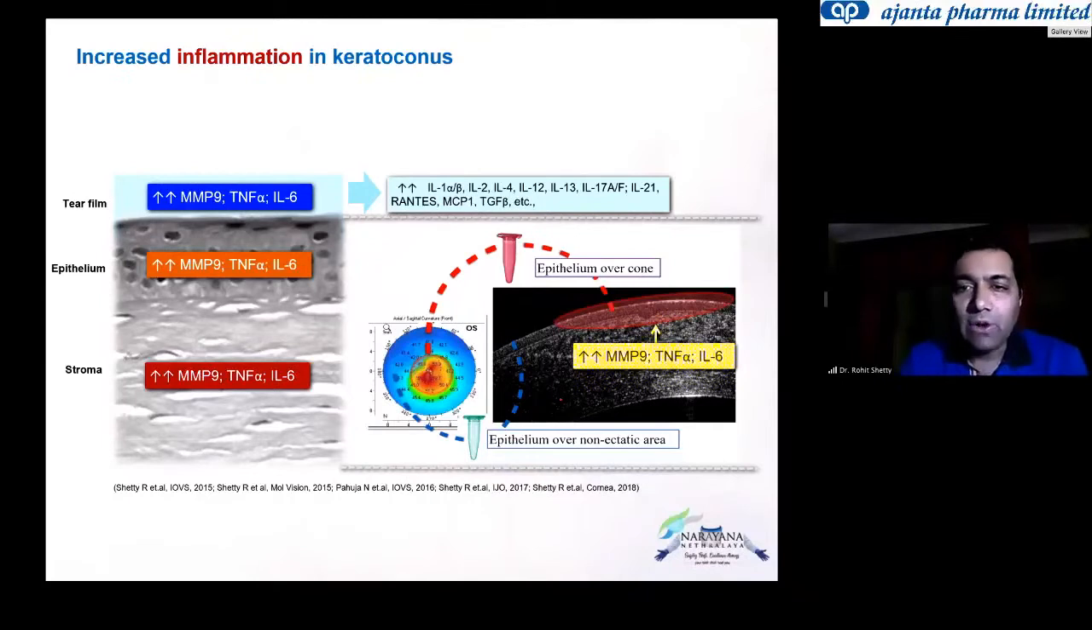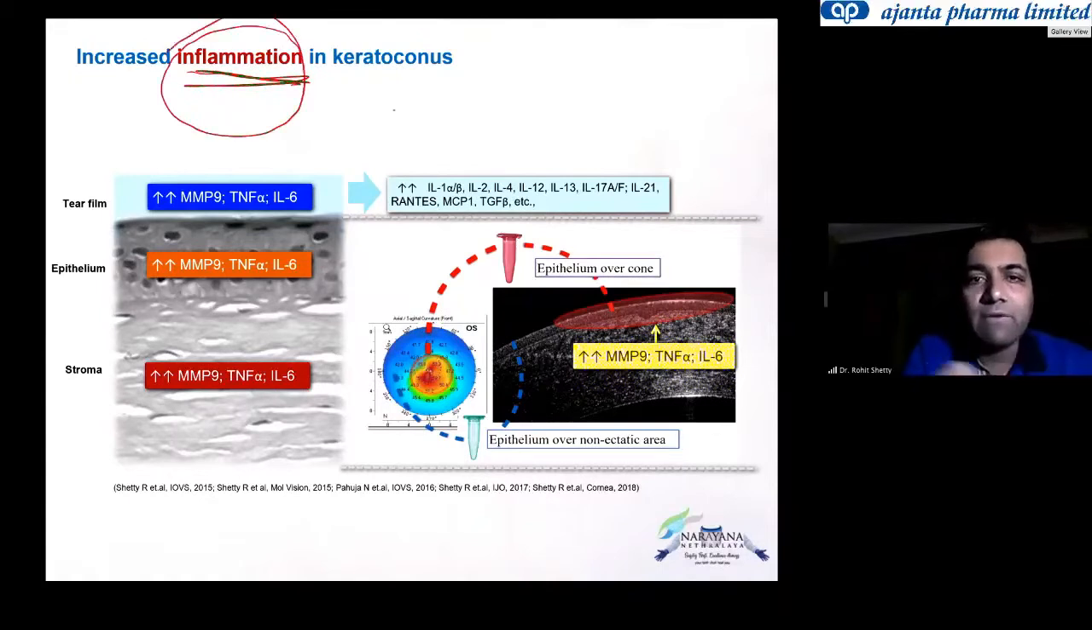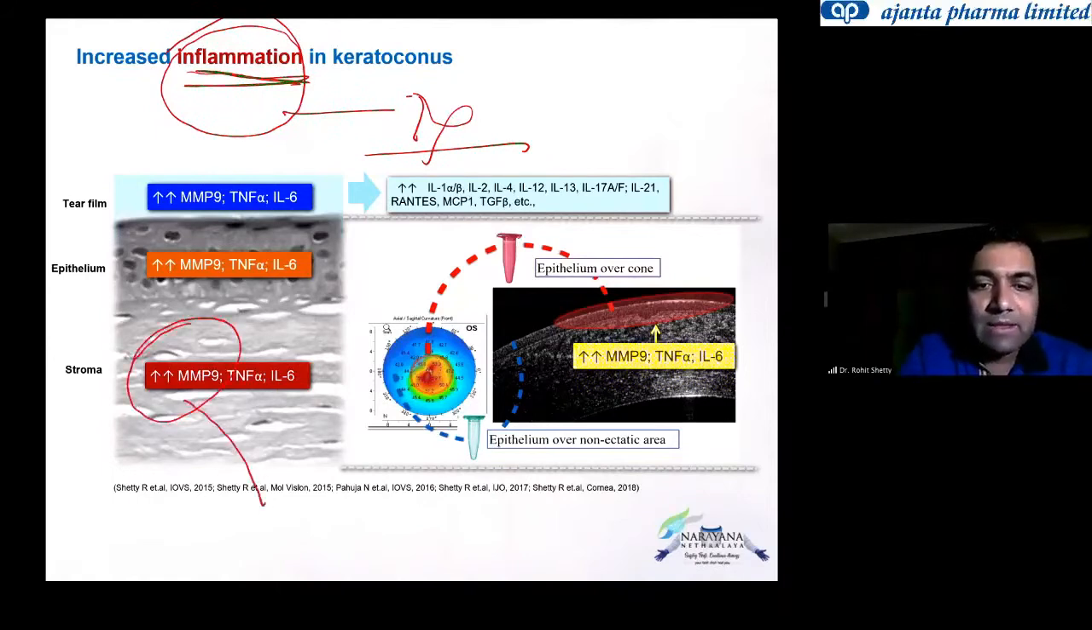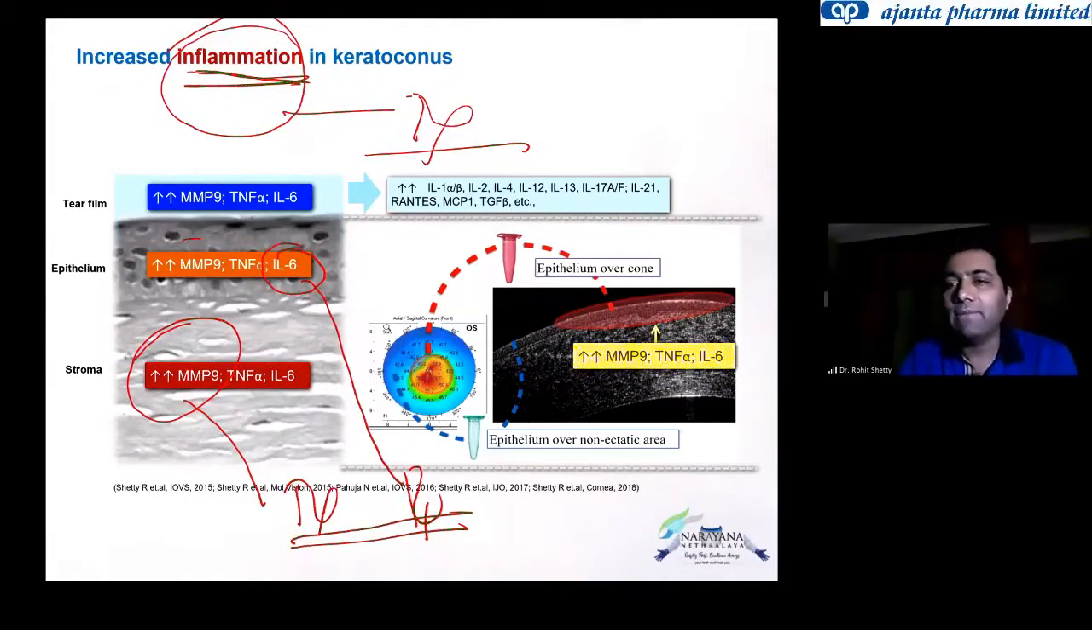So there's a lot of stuff out here which says that inflammation is driving keratoconus. This is a very important word because with this comes the treatment. If it's not an inflammatory disease, if it's a genetic disease, then there's no way you know how to treat it. If you can pick this up, then you can treat it. Because for all of these, there are drugs available in the market. And that's why your definition is very important.